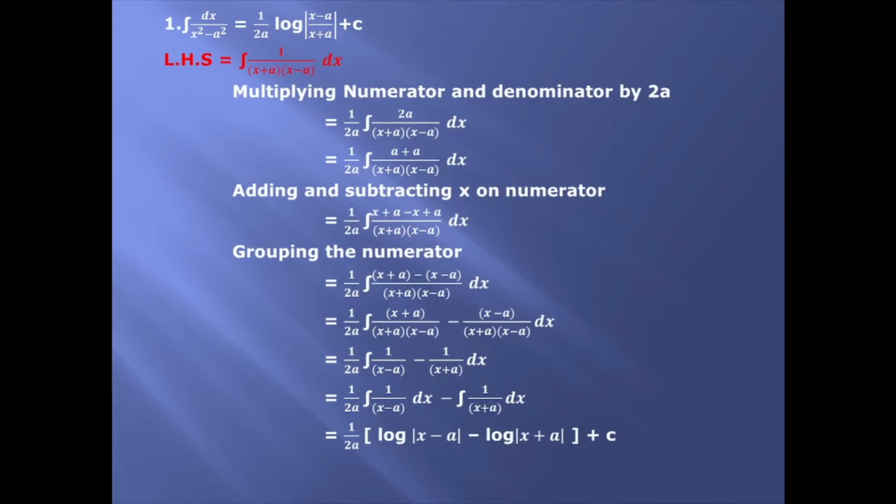So here integral 1 by x minus a dx is log of modulus x minus a minus log of modulus x plus a, plus c. So we know that log a minus log b is log of a by b. So we'll get 1 by 2a log of x minus a by x plus a plus c.